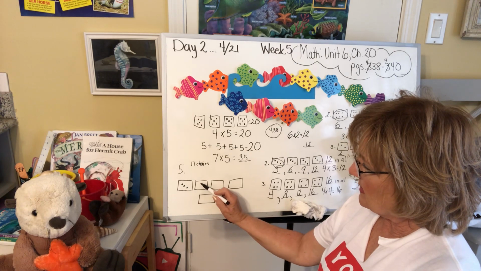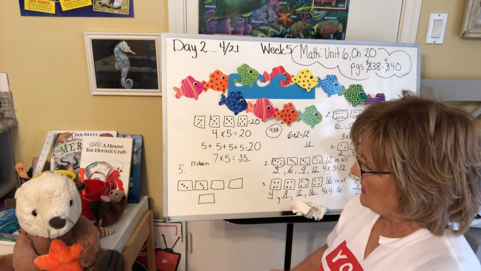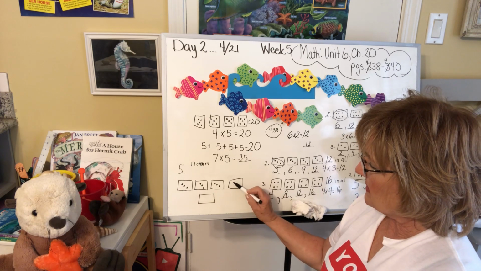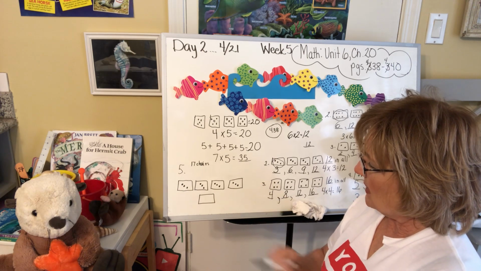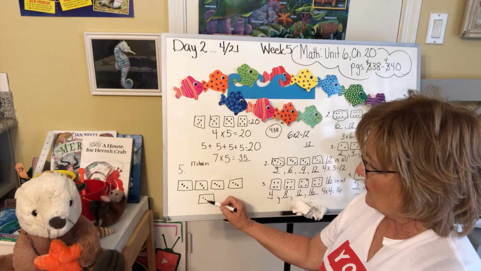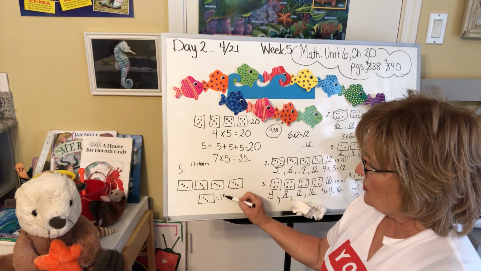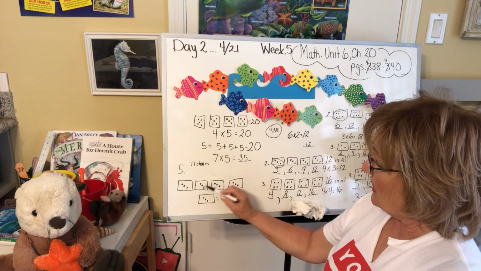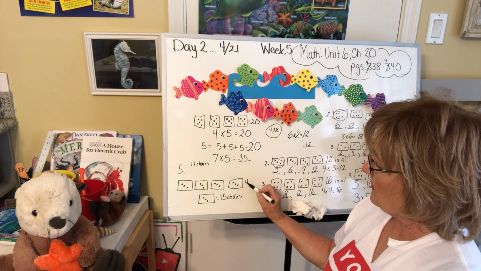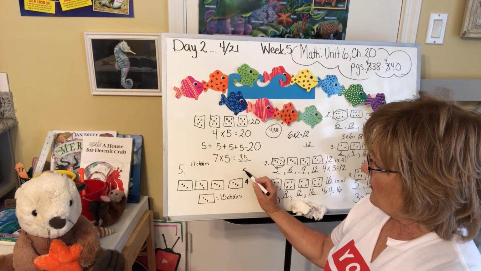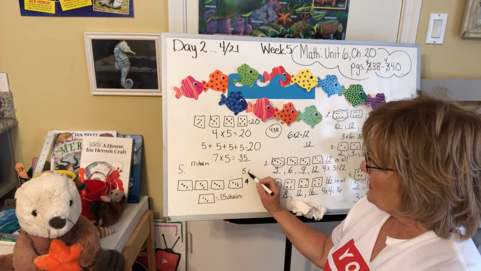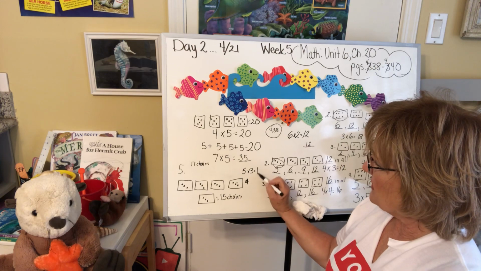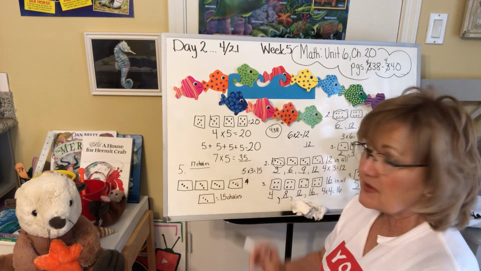3, 6, 9, 12, 15. She needed 15 chairs because 5 times 3 equals 15. She has 17 chairs.